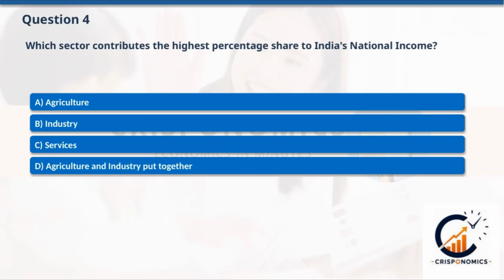Let's look at the different sectors that make up India's national income. We've got agriculture, industry, and services, plus a combined category of agriculture and industry. The question here is, which one contributes the highest percentage share? This is a key point because it shows us where the economy is most active and where growth is really happening. Understanding this helps us see the bigger picture of India's development.